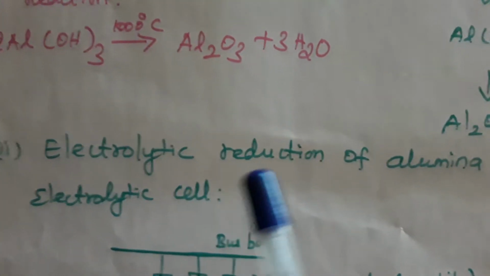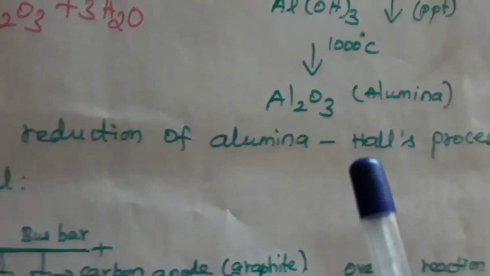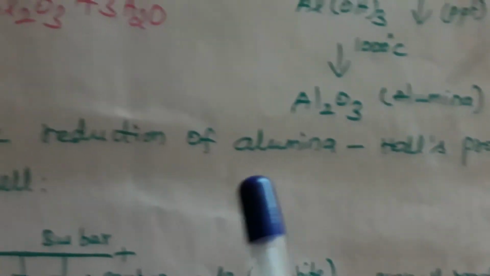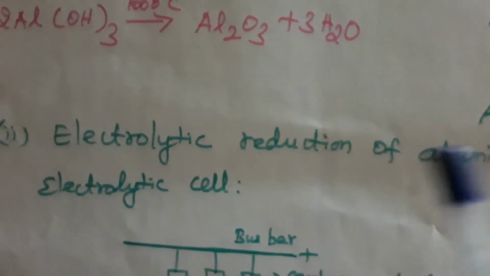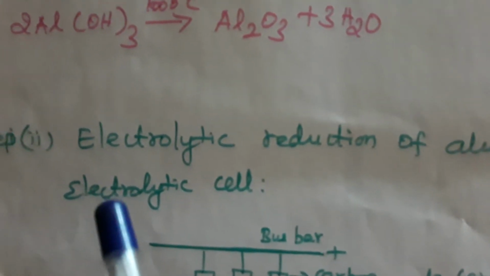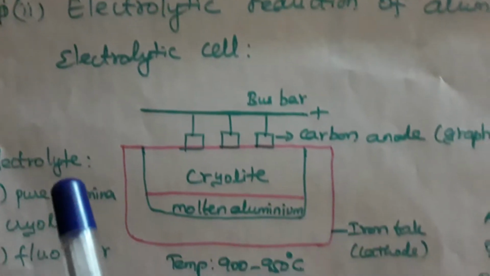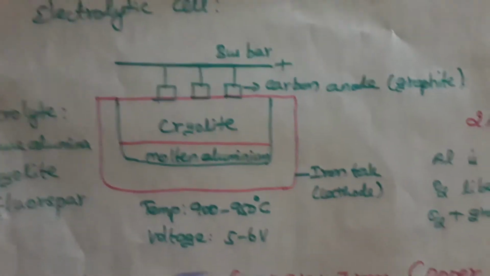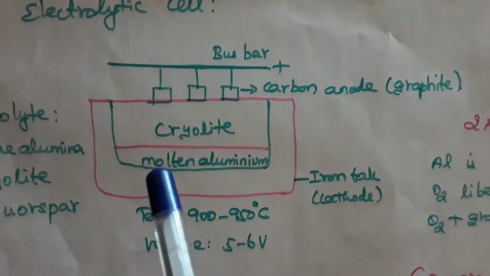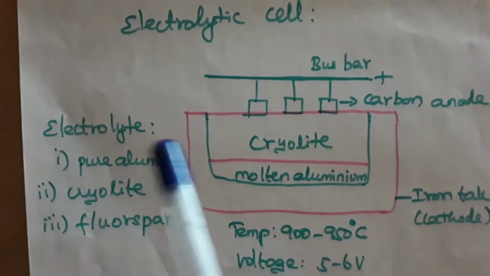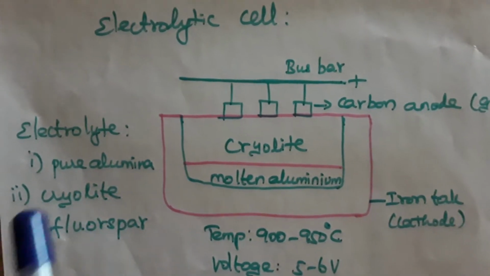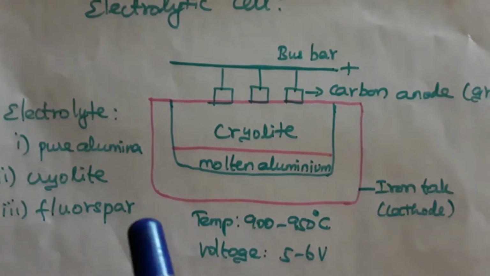Step 2, electrolytic reduction of alumina by the Hall's process. In the Hall's process, there is an electrolytic cell. This is an electrolytic cell model. In this electrolytic cell, we have taken the electrolyte as pure alumina, cryolite and fluorspar.